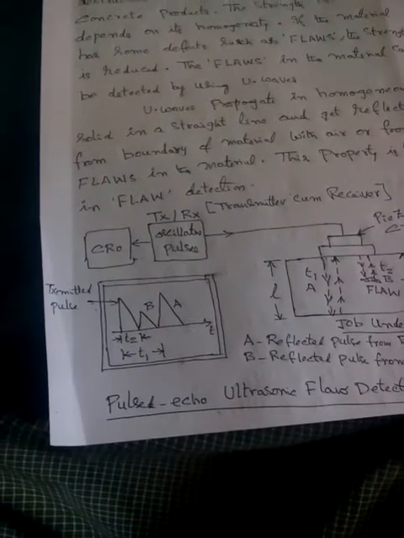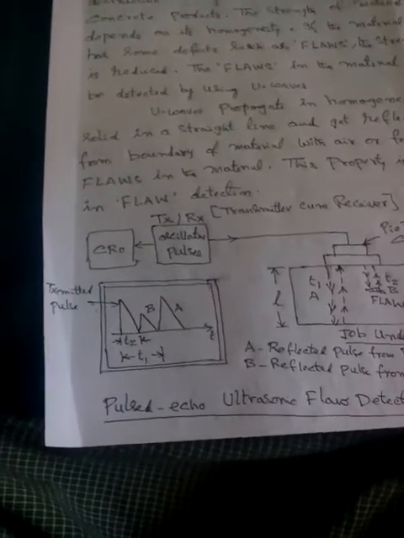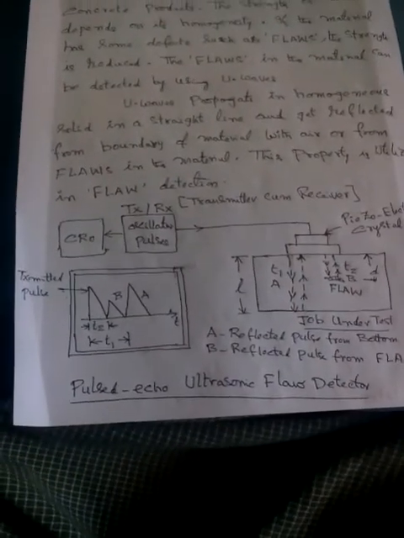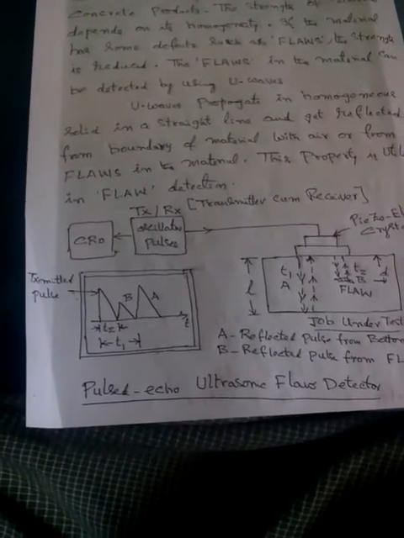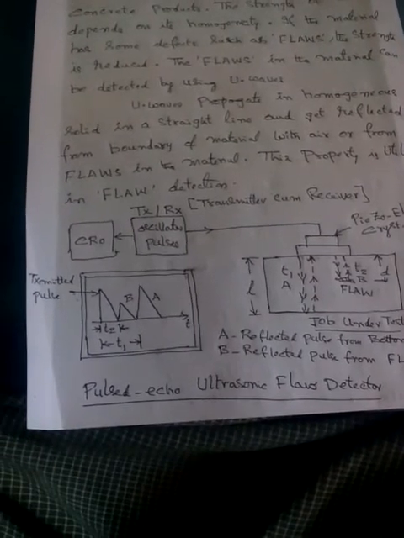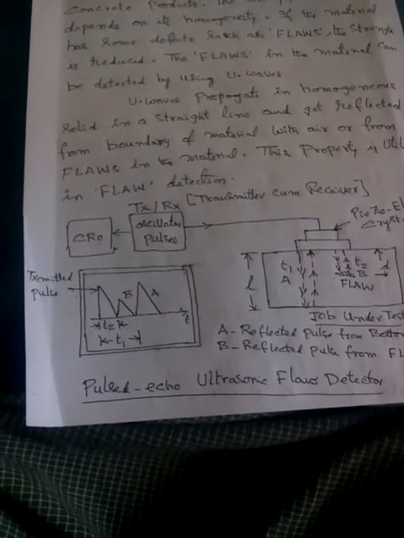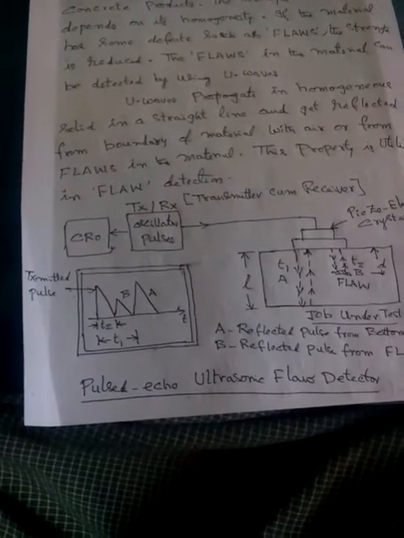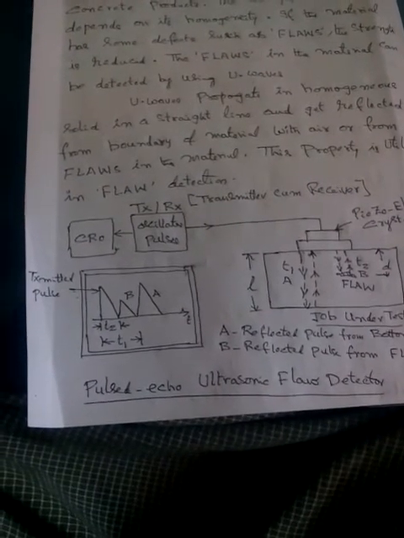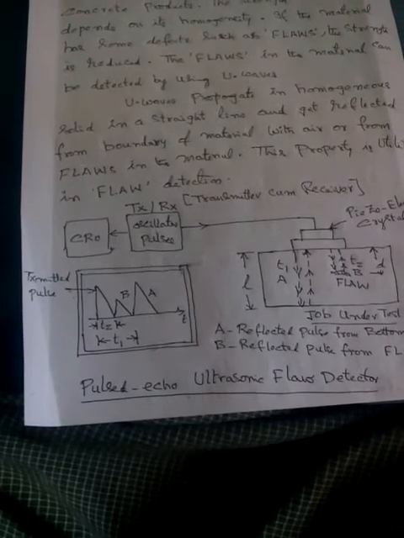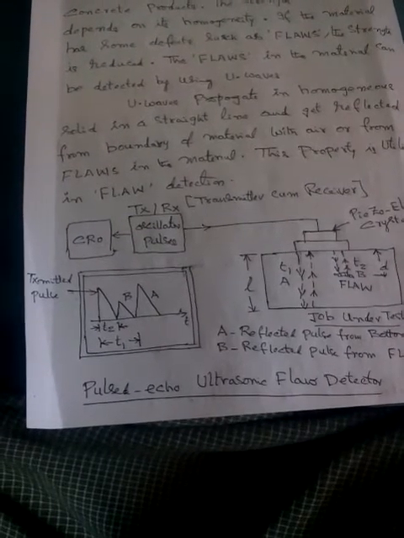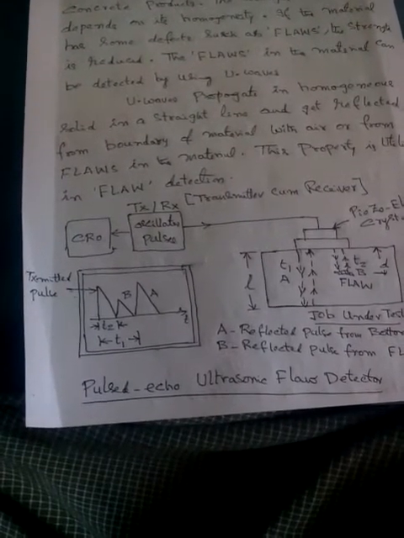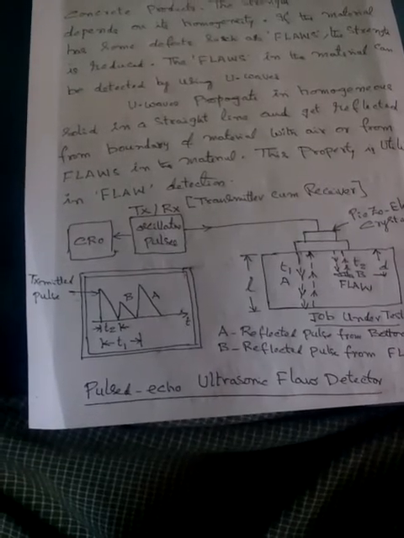From the CRO, we can find out very quickly whether there is a defect in the material or not. Okay. If there is no defect, we get pulse A. If there is a defect, we get pulse B. That's why we can test number of materials very quickly using this pulsed echo ultrasonic flaw detector. Okay, it is very easy to test.